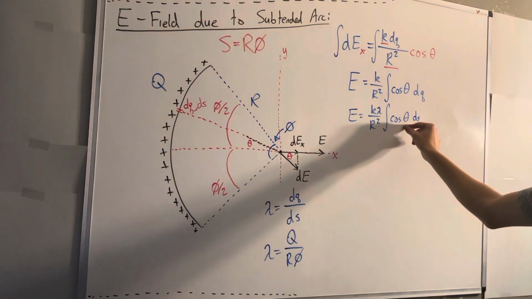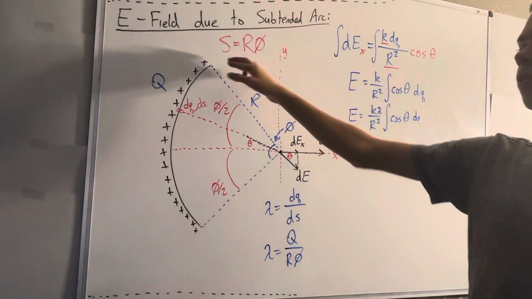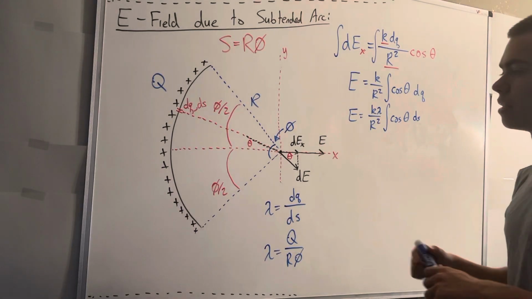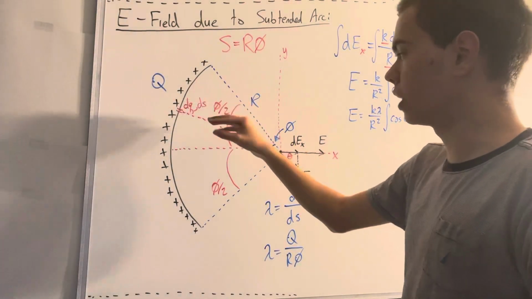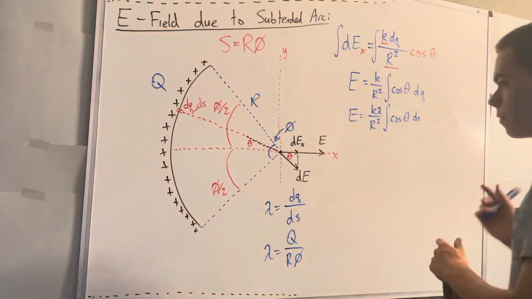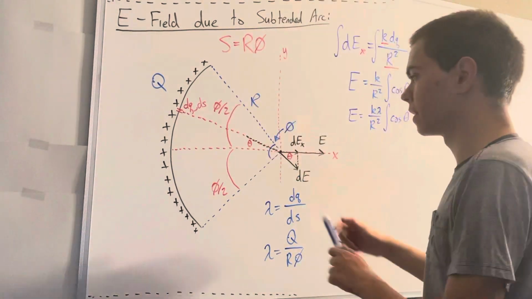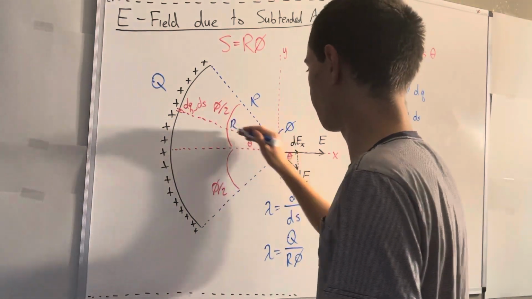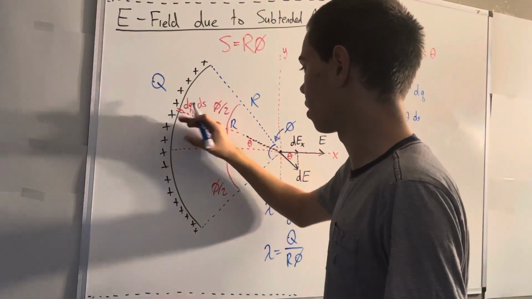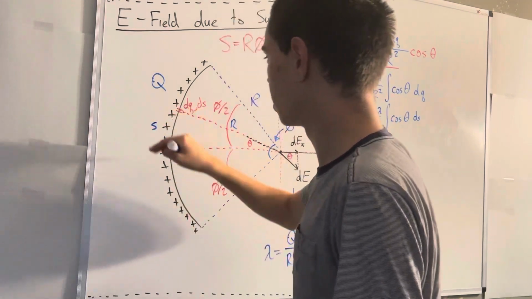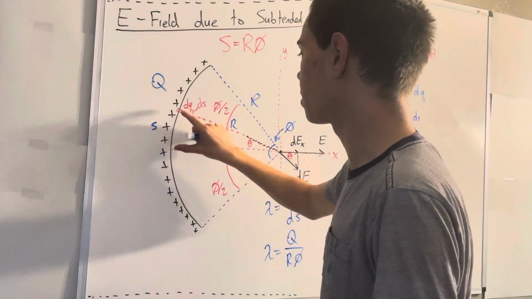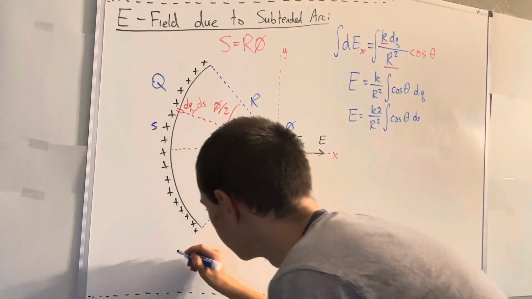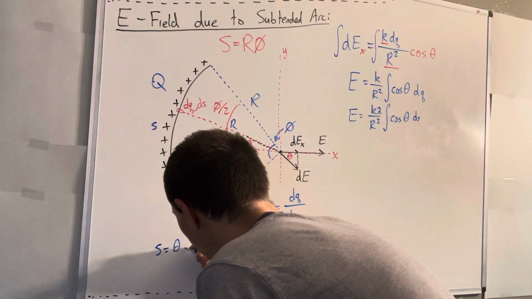Well, we know how angle and arc length are related, so why don't we relate them? Theta and ds are related. If we have this, theta is this angle, and r would be the radius of this arc. We're going to refer to this arc length as lowercase s. So s is equal to theta r.